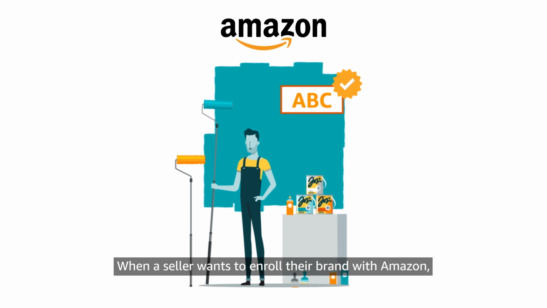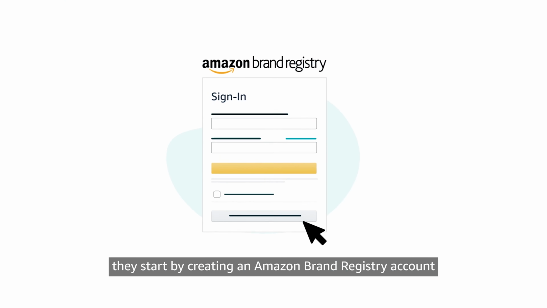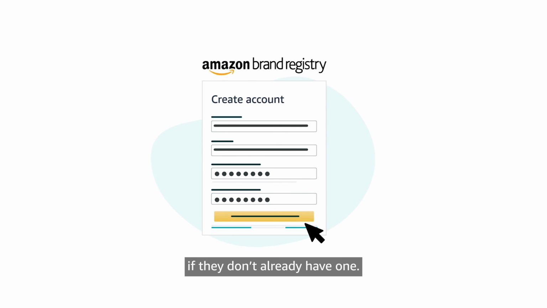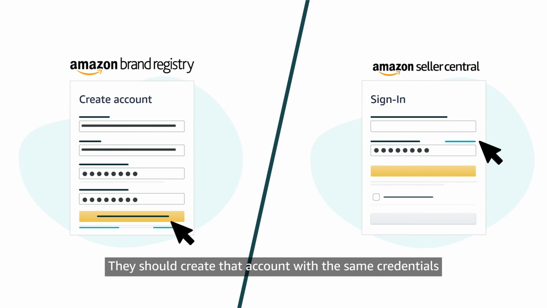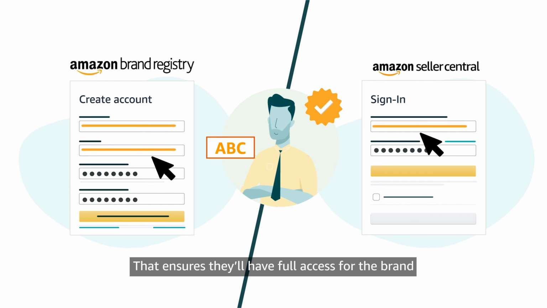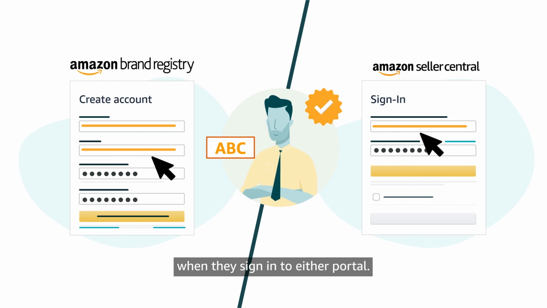When a seller wants to enroll their brand with Amazon, they start by creating an Amazon Brand Registry account if they don't already have one. They should create that account with the same credentials they used to sign in to Seller Central. That ensures they'll have full access for the brand when they sign in to either portal.